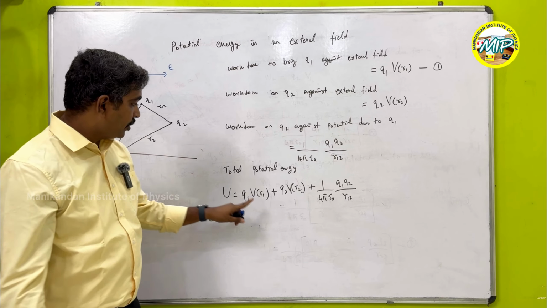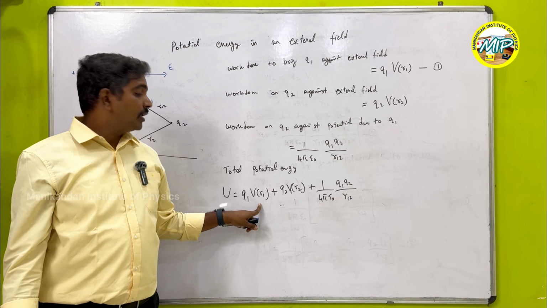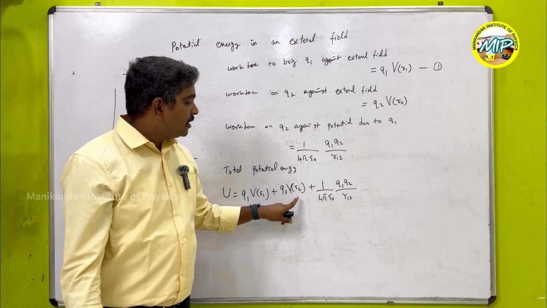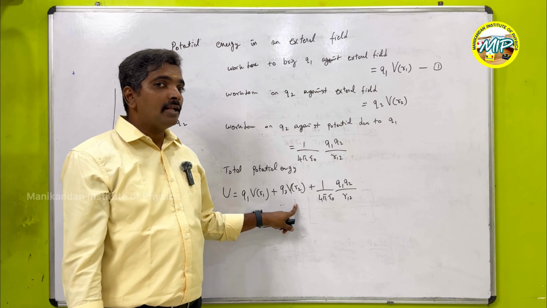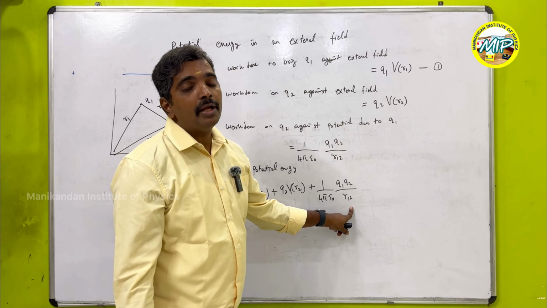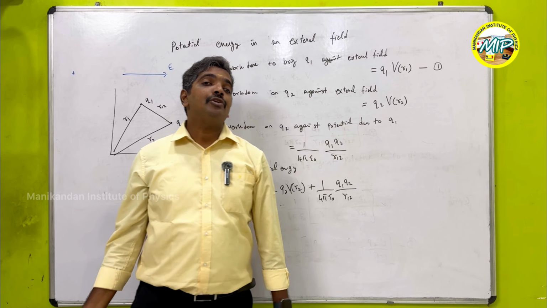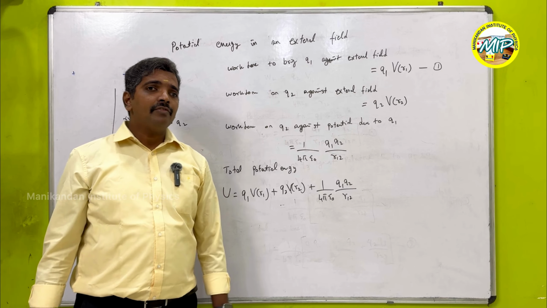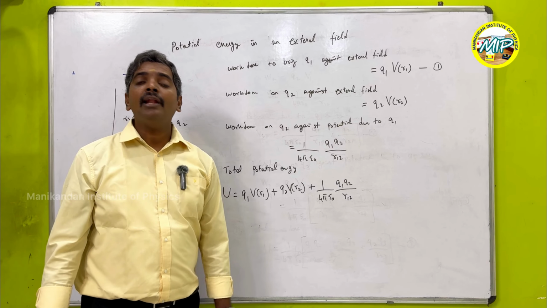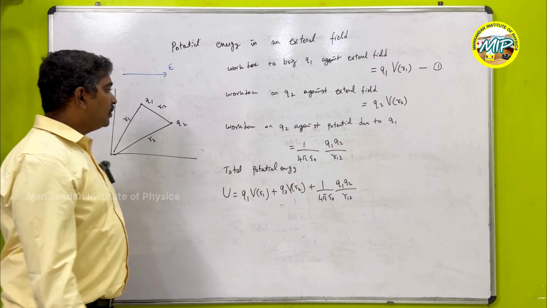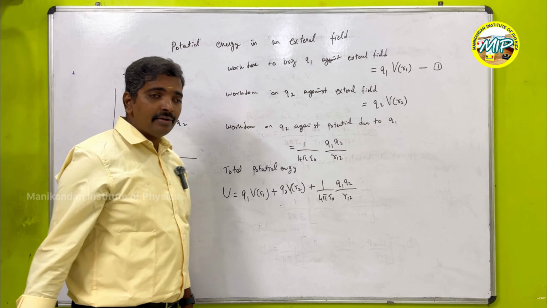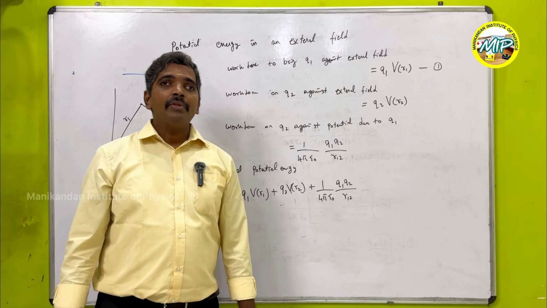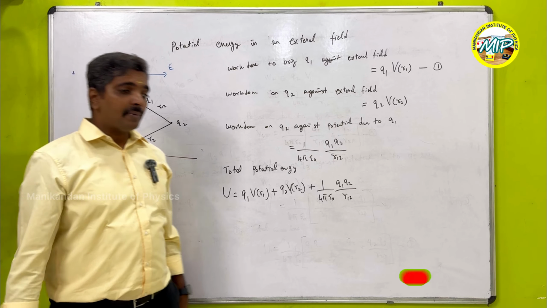This is the potential due to the external electric field. This is the work done against the external electric field to bring my first charge. This is the work done to bring my second charge against the external electric field. This is the work done to bring my second charge against the potential due to the first charge. So this is the total potential energy of the system of 2 charges in an external electric field. This is a very important concept for the 2 mark question in the CBSE exams as well as for your NEET and JEE exams. Okay, so I just stop at this point.